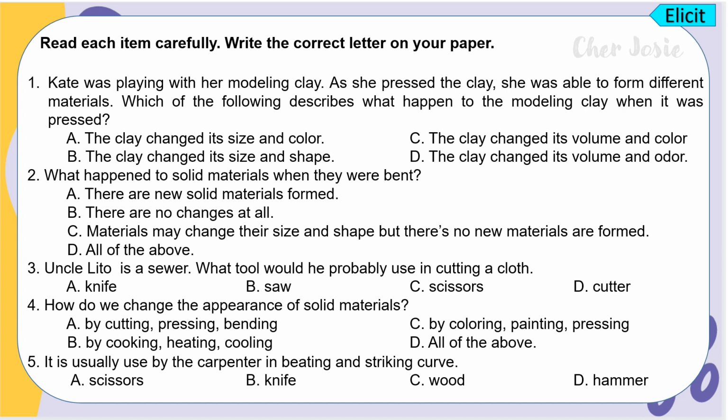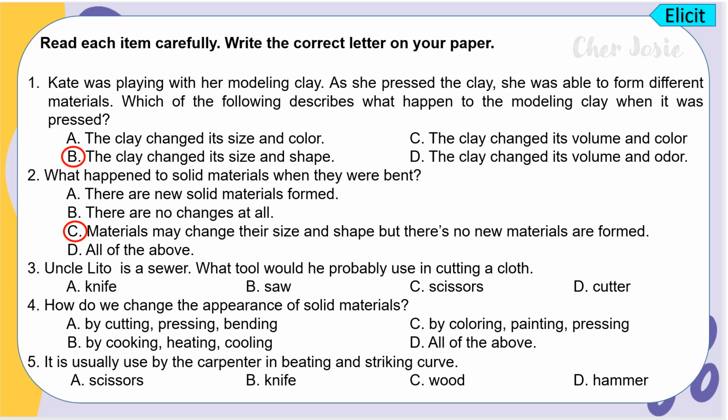It's time for you to check your own answers. Be honest, kids. So for number 1, the correct answer is letter B. The clay changed its size and shape. For number 2, the correct answer is letter C. Materials may change their size and shape, but no new materials are formed.